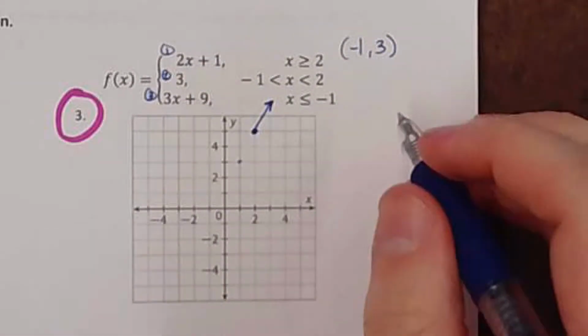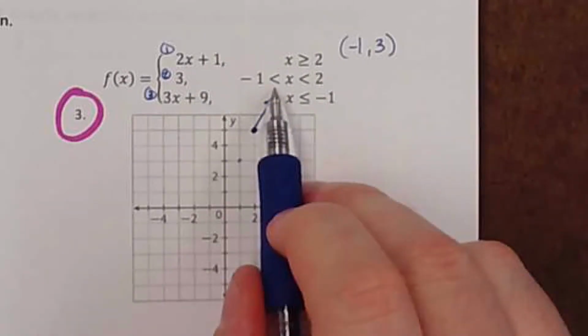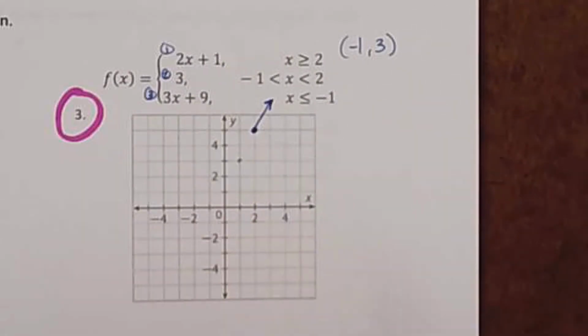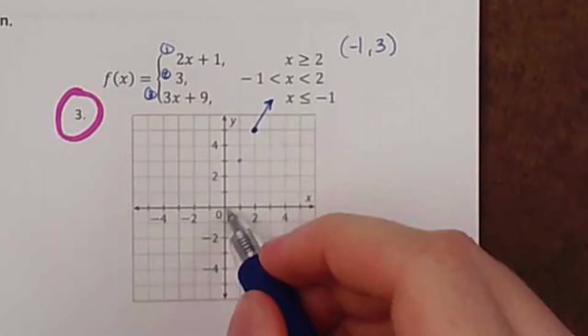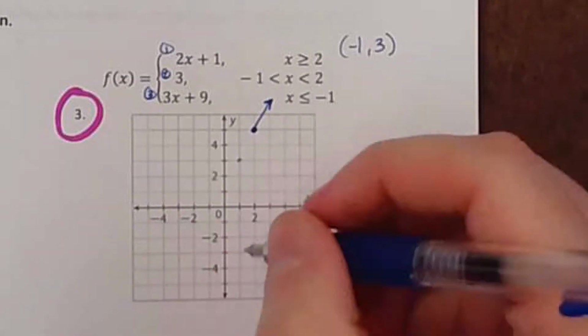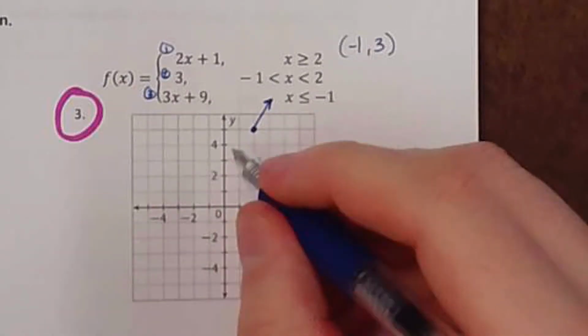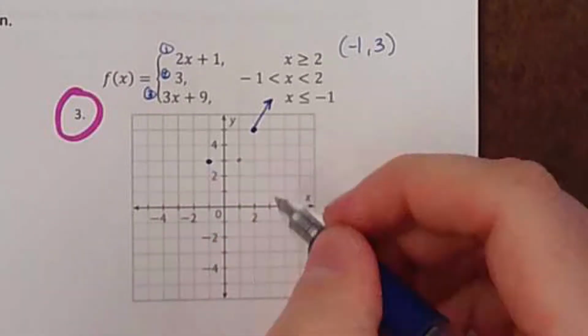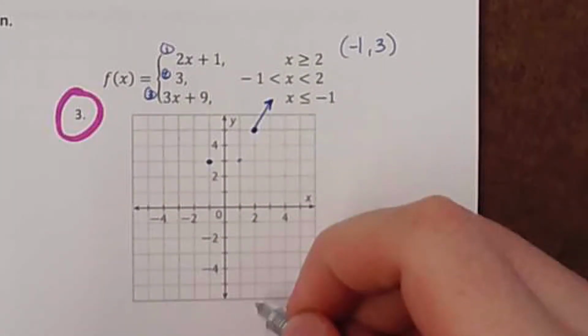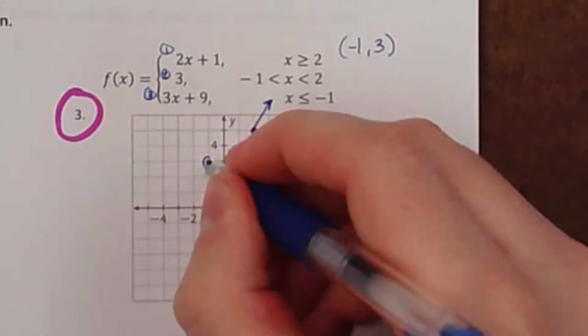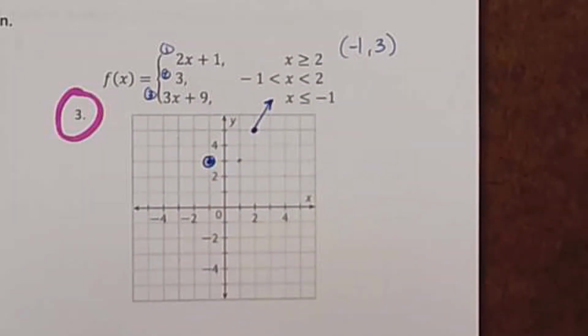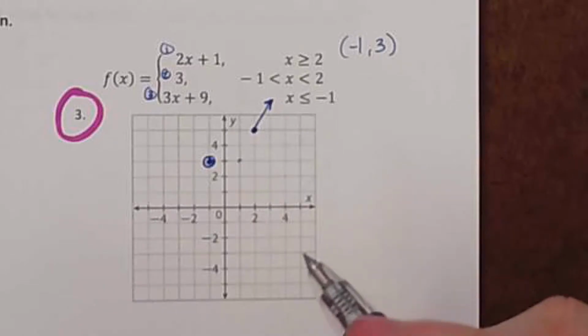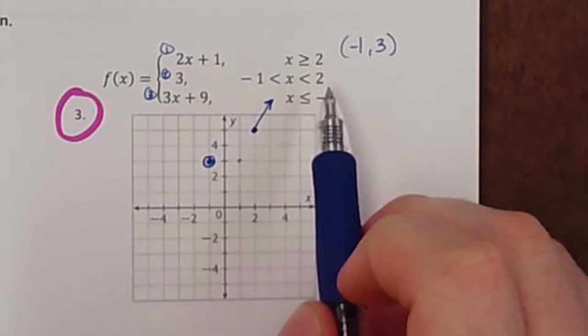So -1 comma 3. I'm going to plot that. It's going to be an open circle because there's no line underneath here. -1 comma 3 is right here. Oh, and it should be open. I'm sorry. Open circle. So big open circle. And now we're going to do the same thing for our second point.